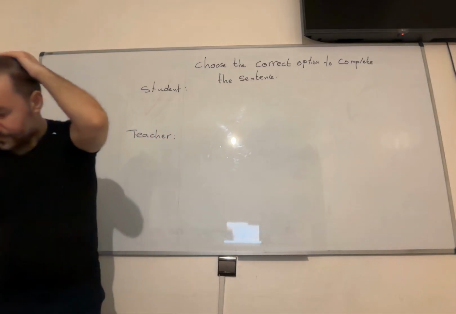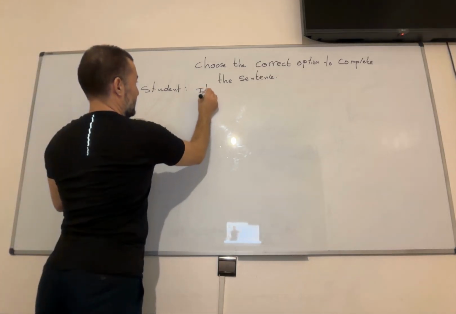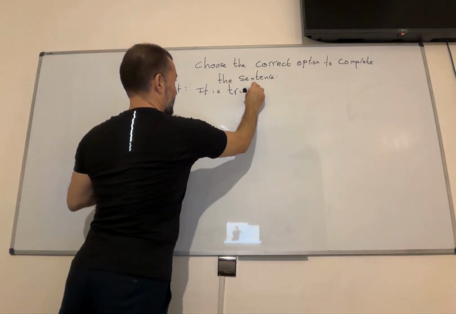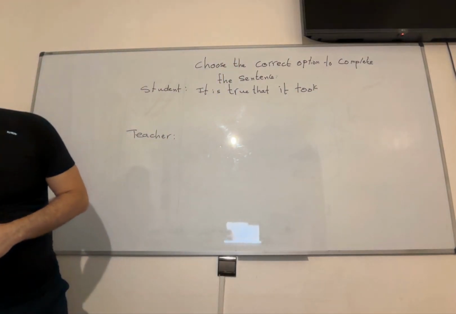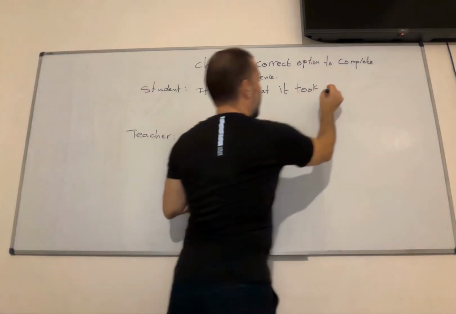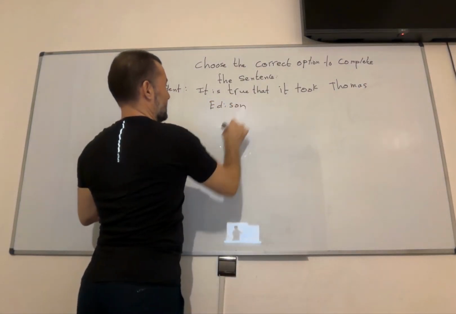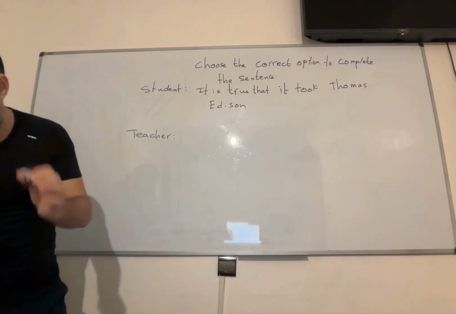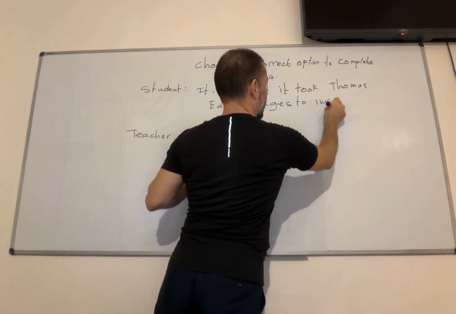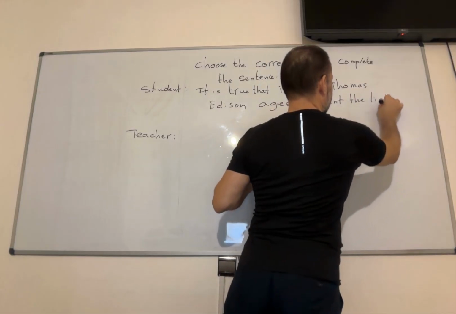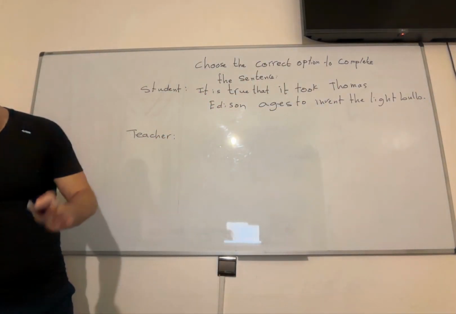Student: It is true that it took Thomas Edison ages to invent the light bulb. That's the student. Now the teacher.